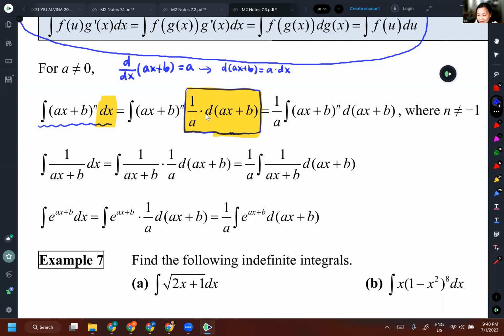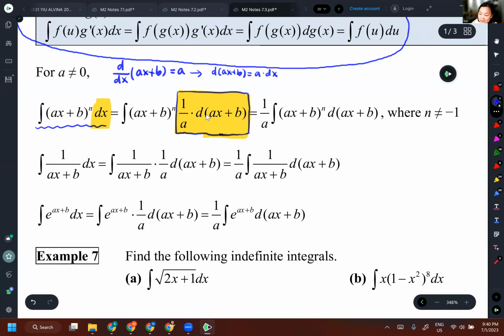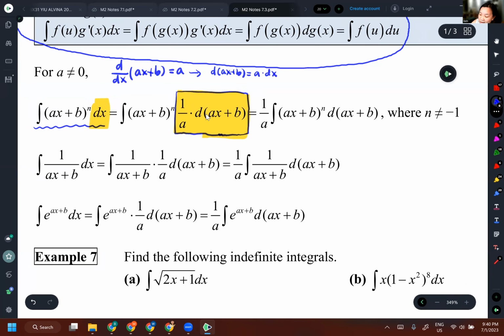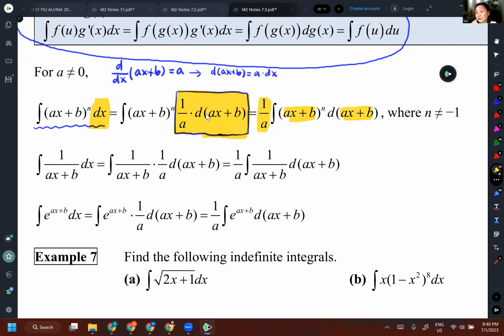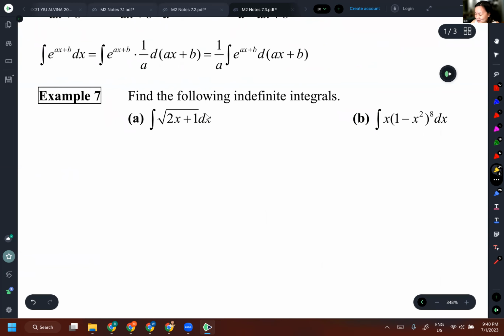Okay. Now, after doing that, you will see me take out 1 over a, because that's a constant that's allowed. And then I will do an integration with u and du. Now, this time it is u and du. This part is u, this is du. And I'm able to integrate using formula B. I'll show you, okay?